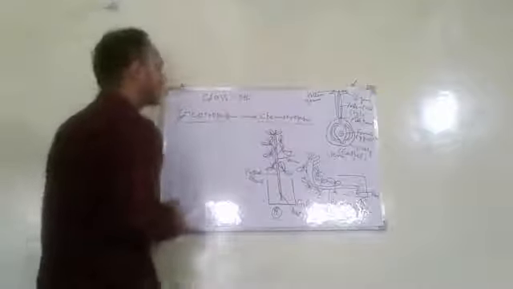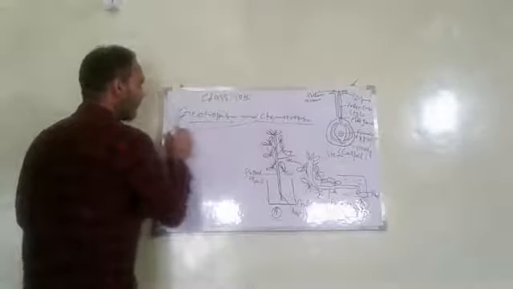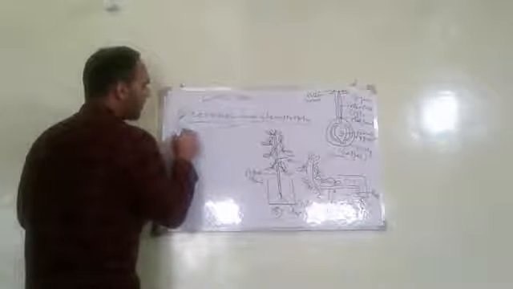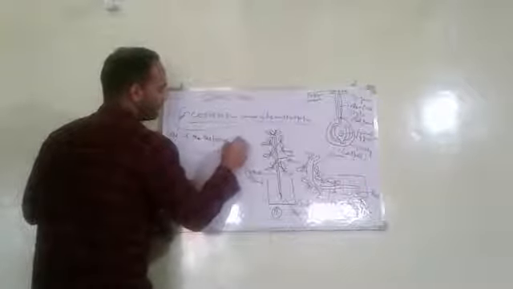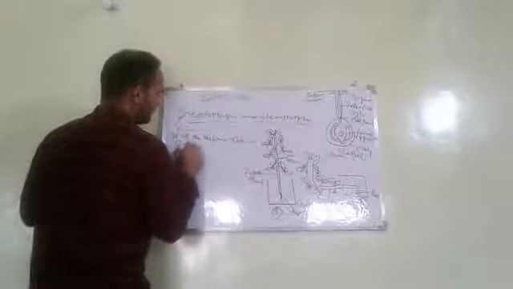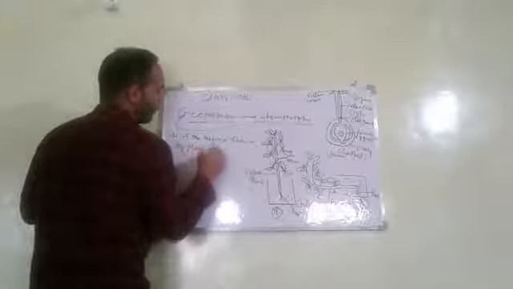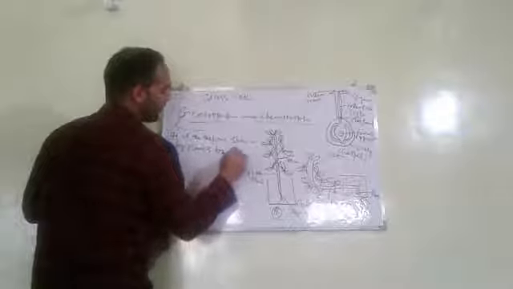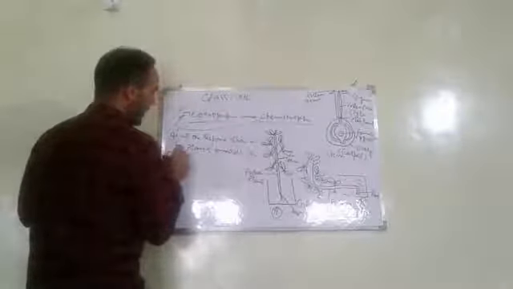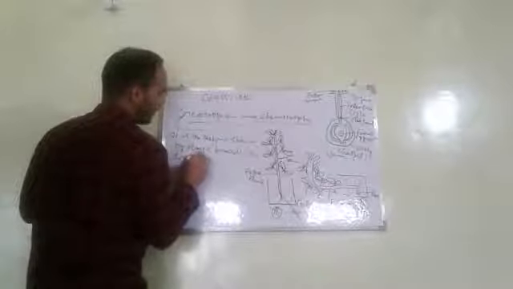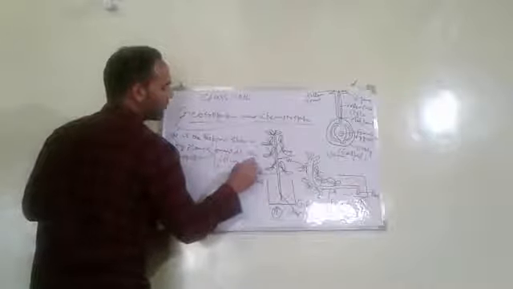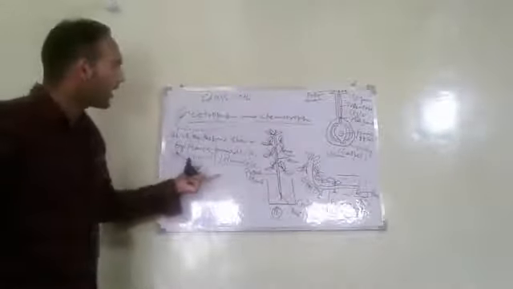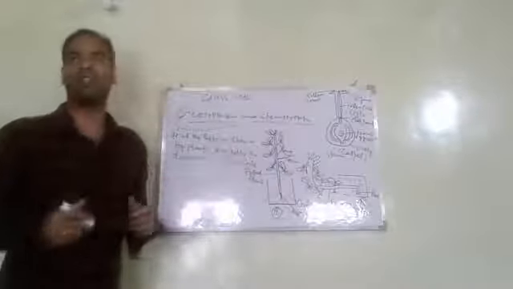Now, what is chemotropism? It is the response shown by plants towards the direction of chemicals. Here, the stimulus is mainly chemical. That is why it is known as chemotropism. The response shown by plants towards the direction of stimulus of chemicals is simply called chemotropism.